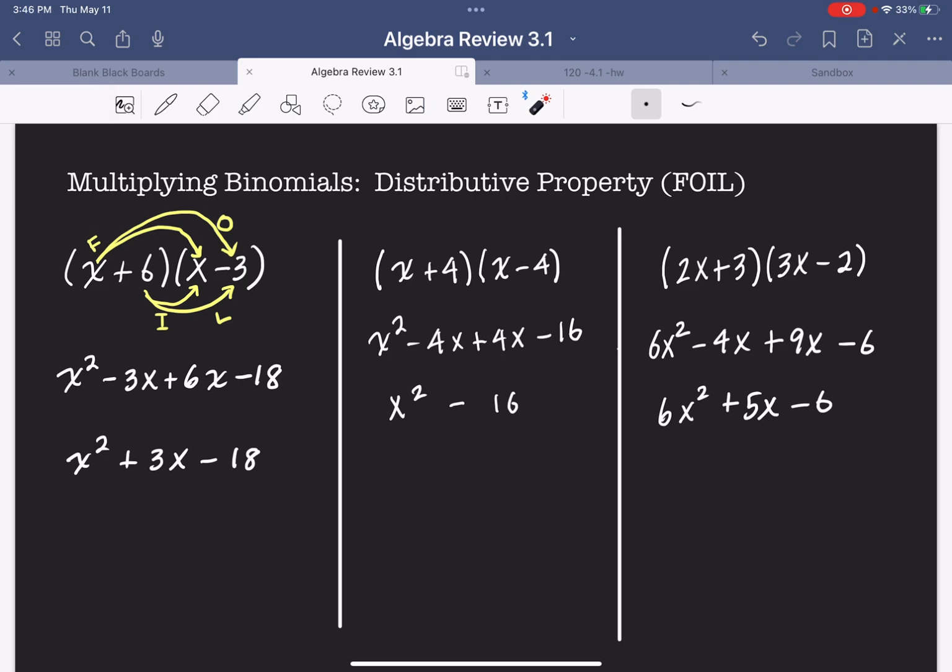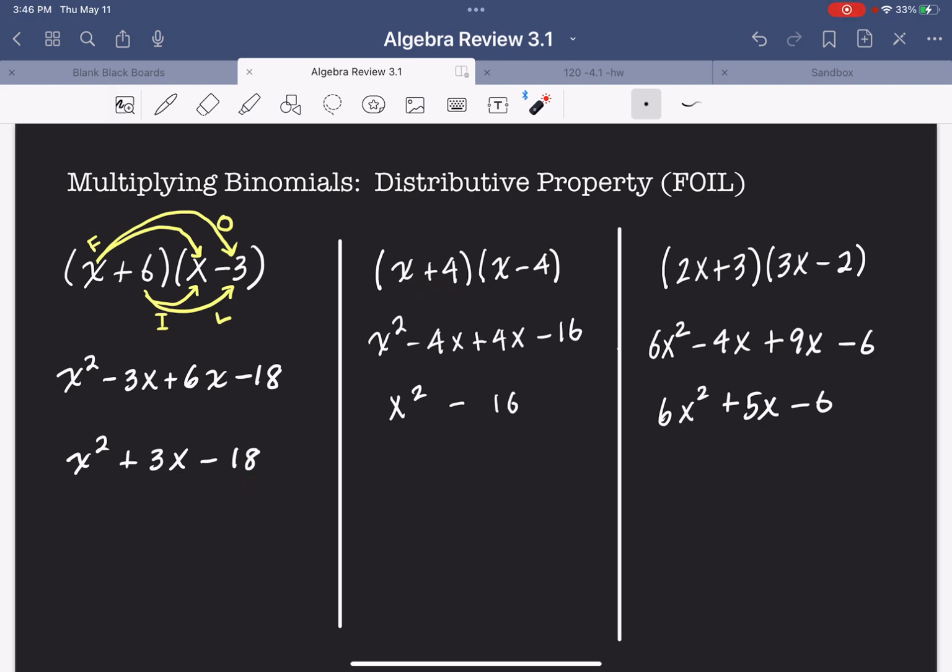So in this case, we have x times x is x squared. x times negative 3 is minus 3x. The inside is plus 6 times x, that's our 6x. And then 6 times negative 3 would be a minus 18. Combining these like terms, we get a positive 3x, so our final answer is x squared plus 3x minus 18.